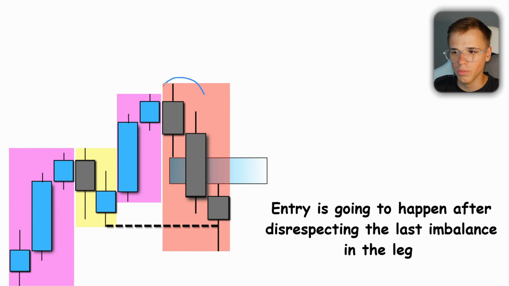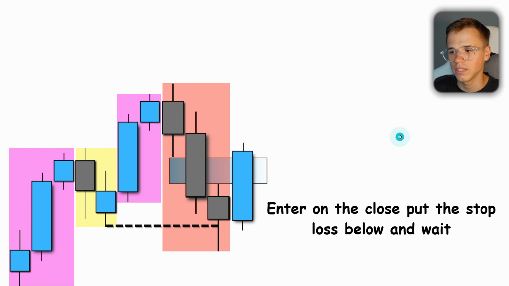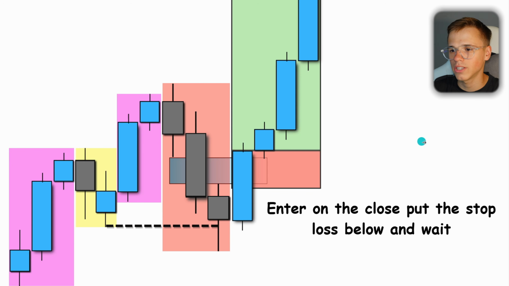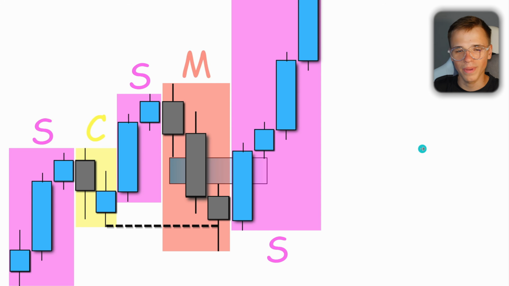So this is going to be on a 1 minute, and we are going to enter on a last imbalance of the market, and basically just wait for the close above, and that's exactly where we enter into the market and put our stop loss below and target some high to the upside.